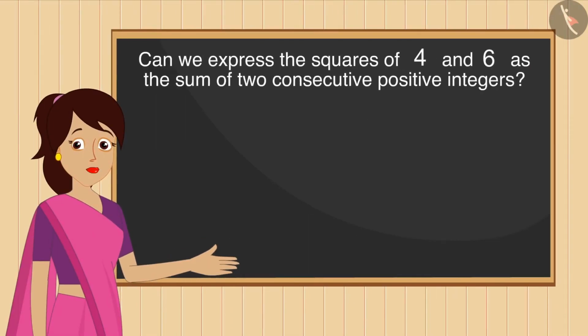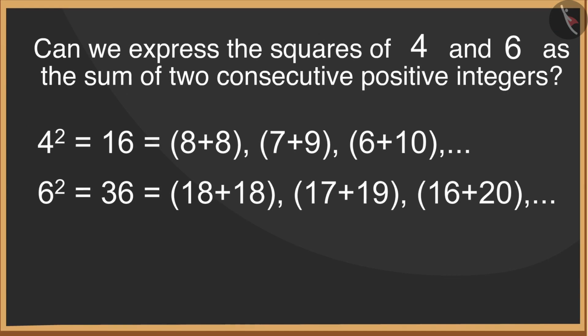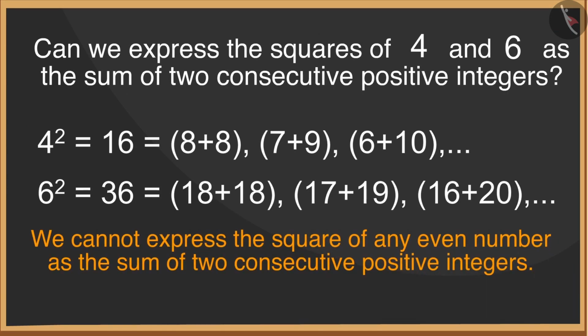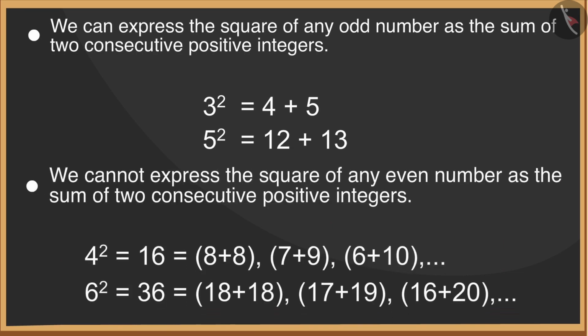Can we also express the squares of 4 and 6 as the sum of two consecutive positive integers? Did you notice anything special in this activity? You are absolutely right. Here we observe that we cannot express the square of numbers 4 and 6 in this way. That is, we can express the square of any odd number as the sum of two consecutive positive integers. But we cannot express the square of any even number as the sum of two consecutive positive integers.